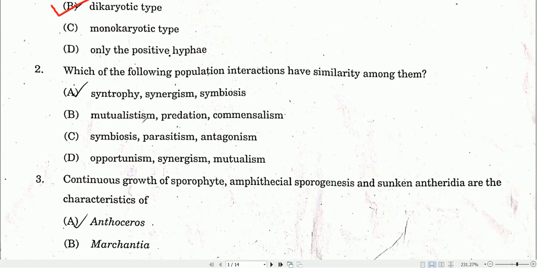Coming to question number 2. Which of the following population interactions have similarity among them? Okay, so syntrophy, synergism, and symbiosis have a kind of similarity. So option A will be the correct one.